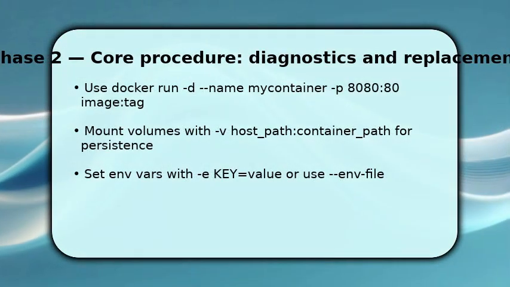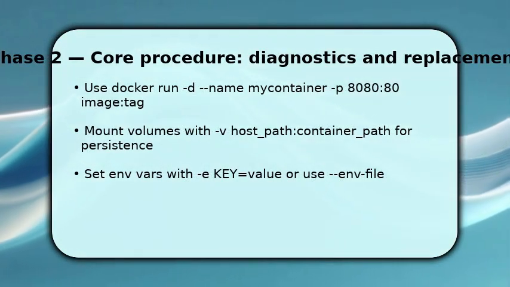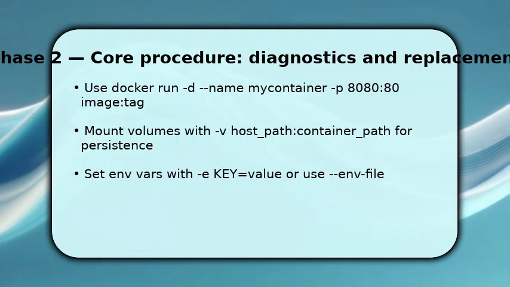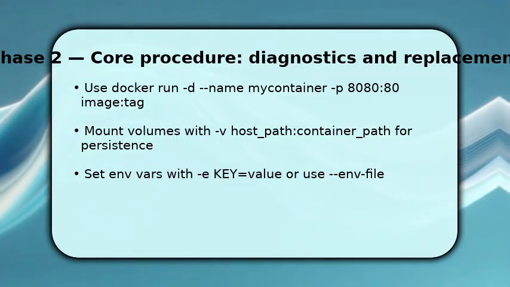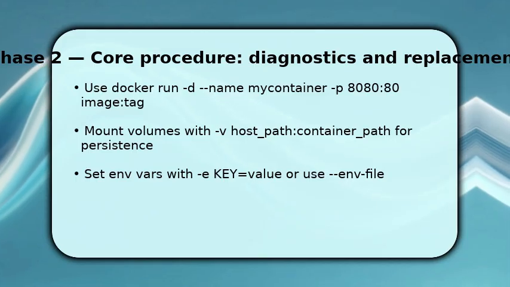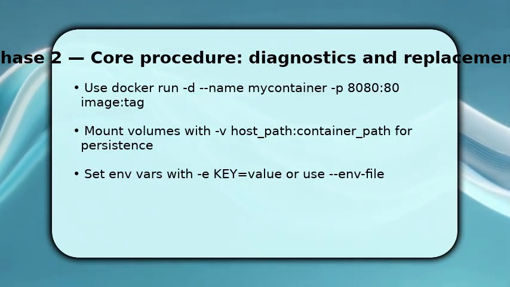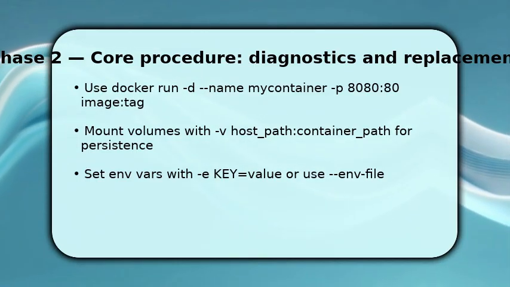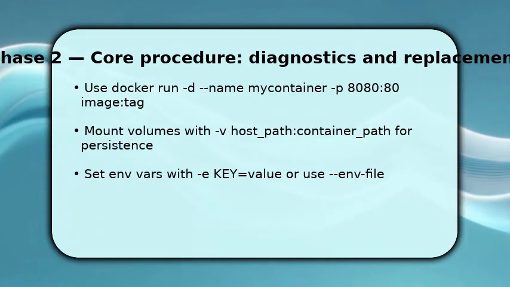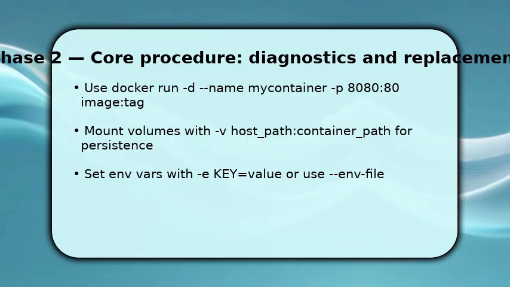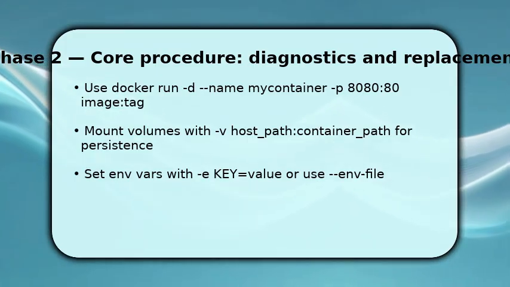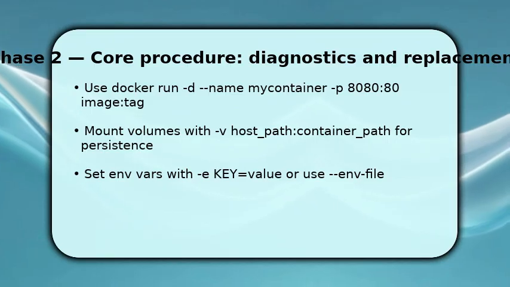Start with docker run flags. -d runs detached, --name provides an easy handle, -p maps host ports. Explain why. Mapping ports exposes services, while volumes keep data across restarts. Once running, docker ps shows status, docker logs streams output. If you need runtime tweaks, docker exec mycontainer /bin/sh opens a shell. Make sure to stop with docker stop.